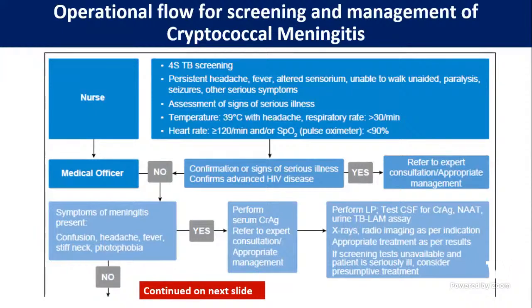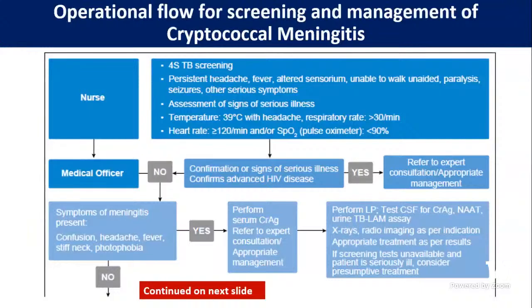All right, so this is a rather complex table for screening and management that tries to put everything together. So the patient presents to the nurse who does the first screening, looks for whether the patient is having persistent headache or altered sensorium, or is unable to walk, or has paralysis, and assesses for signs of serious illness. Patients with fever of more than 39, with headache, high respiratory rate, high heart rate more than 120, and/or an SpO2 of less than 90, they are signs of advanced or serious disease.